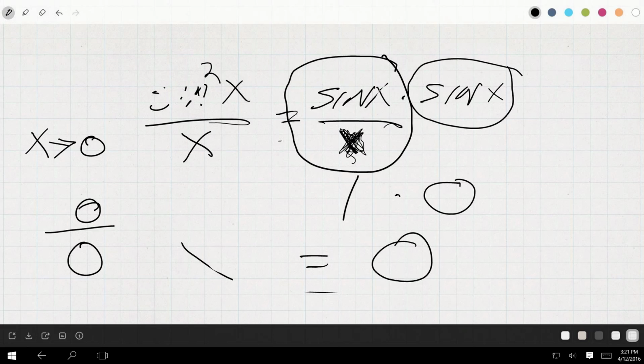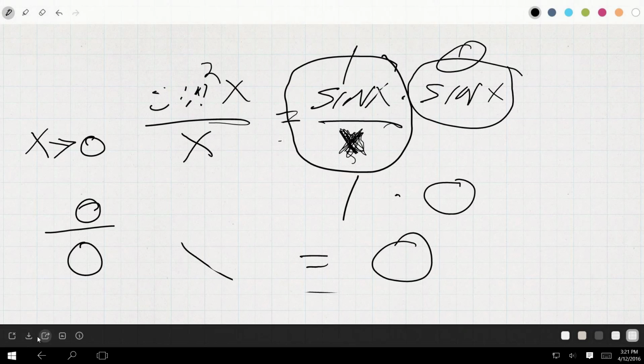If I did plug it in directly, I would have gotten 0 over 0 and wouldn't have known what it was until I separated it out, and I know that one is 1 and this one is 0. So now I have 1 times 0.